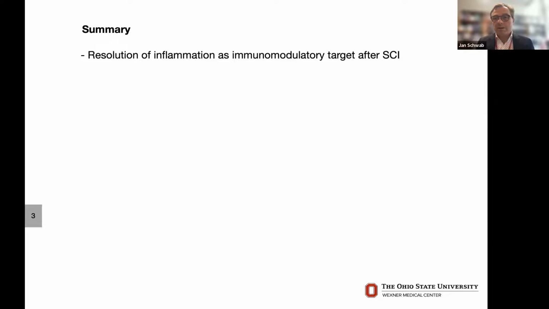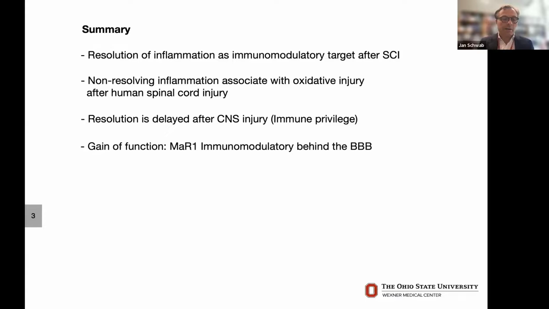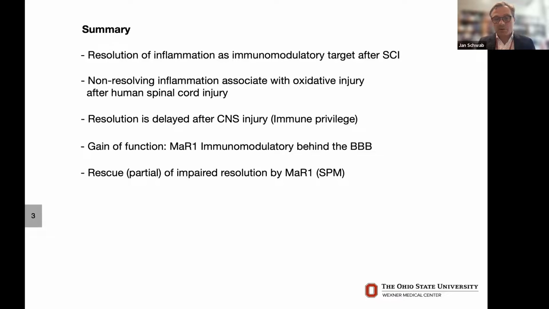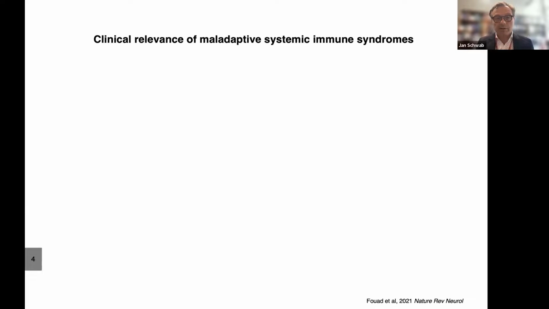Resolution of inflammation can be an immunomodulatory target also after spinal cord injury, given the fact that resolution is impaired after spinal cord injury and associated with oxidative injury. The gain of function experiment using Maresin 1 has been shown to be effective even behind the blood-brain barrier, and is able to at least partially rescue impaired resolution. It can boost immune cell clearance, or efferocytosis, and is associated with more spared white matter as a protective effect, and also improved neurological recovery.